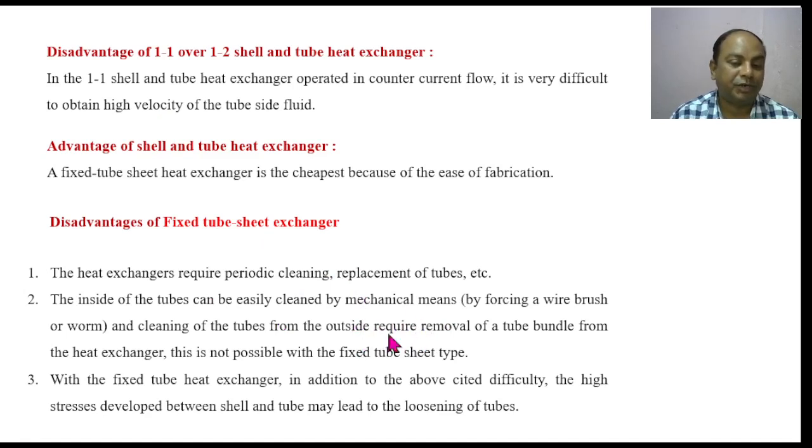fixed in the tube sheets. The tubes fixed in the tube sheet could get loosened if high stresses continuously develop during the process. So this is again a disadvantage, but it can be resolved if we use the same material of construction for the shell as well as the tube. The coefficient of expansion of the same material remains the same, while that of different materials would be different. So high stresses can be avoided if the material of construction of the shell and tube is the same.